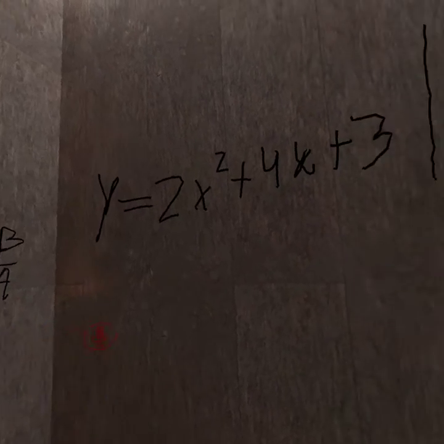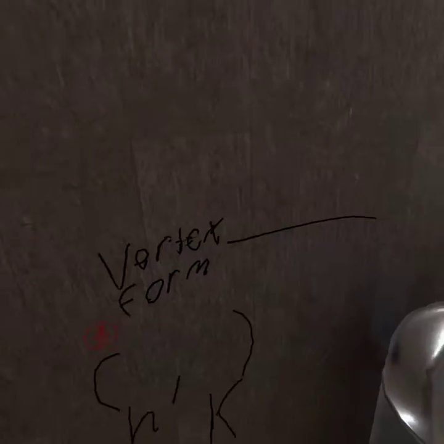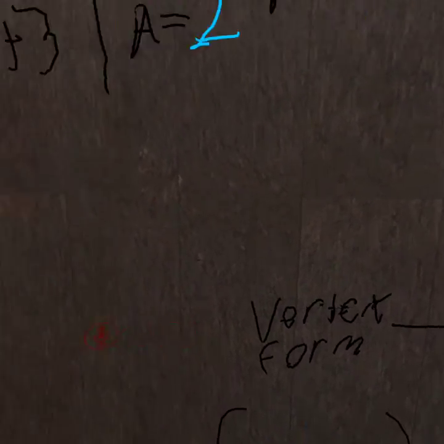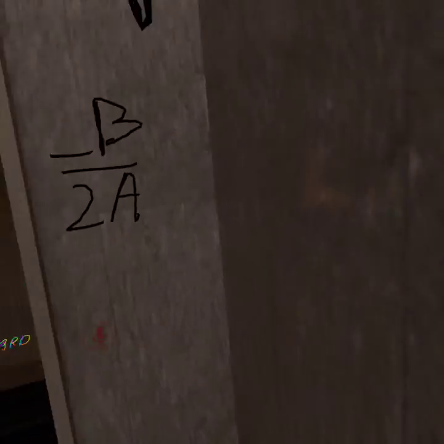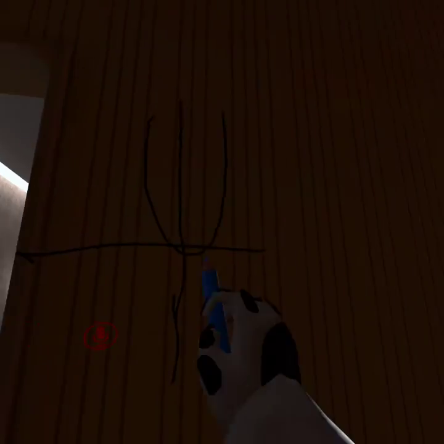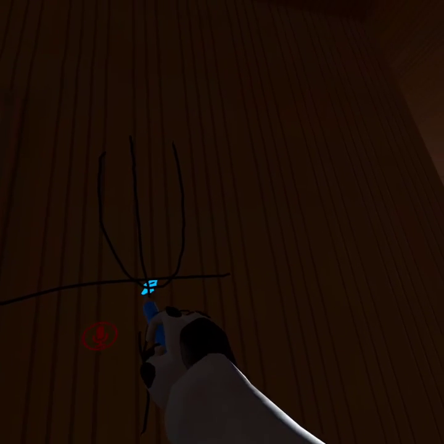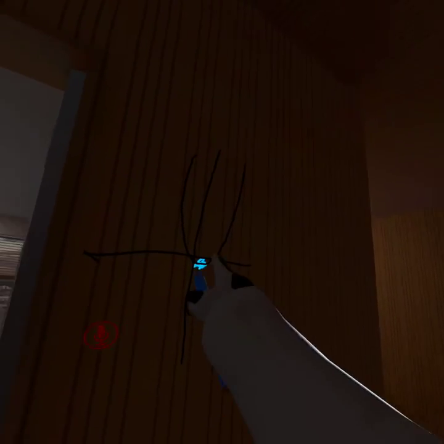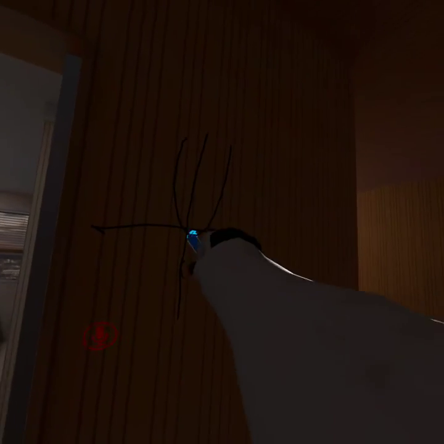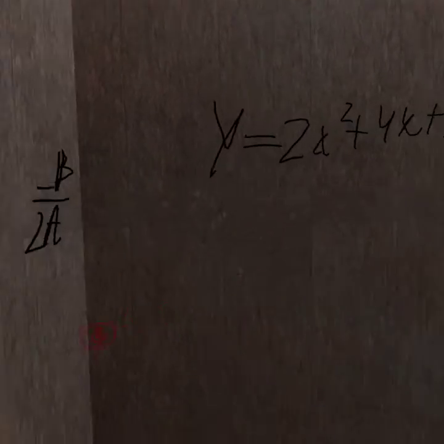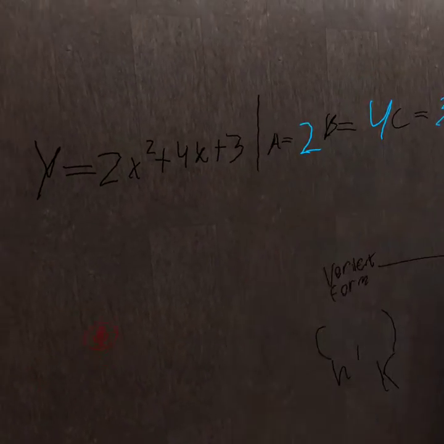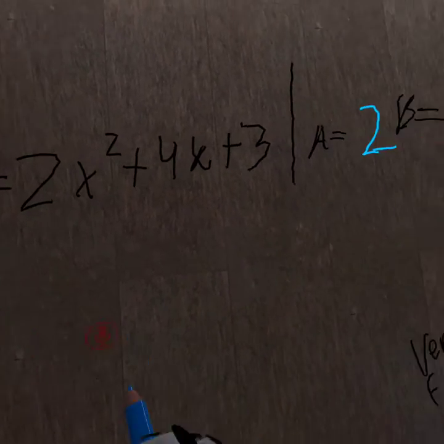Opposite b over 2a. What does that give us? That gives us the h for our vertex point. What's a vertex point? The vertex point is that little point right there, the tip of the iceberg, or it's the peak. Whether top or bottom, it's always the peak.